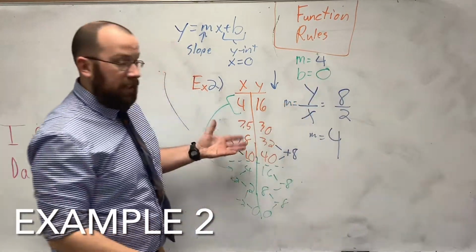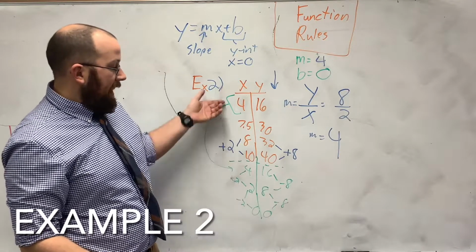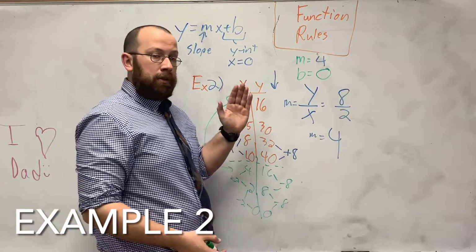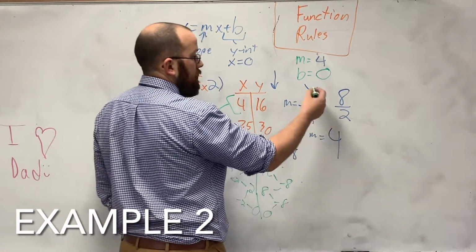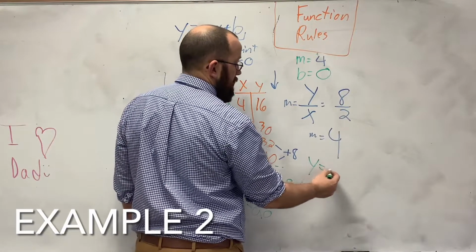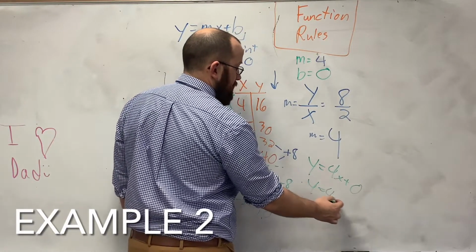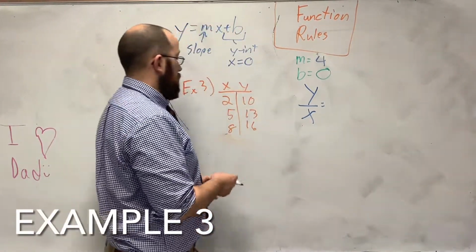You just have to think it through, and the chart works very well. So I was adding at first, but since I flipped the table over, I was going the other way, so I had to subtract. So my equation here is y equals 4x plus 0, or you could just say y equals 4x. All right, next example. Here we go.